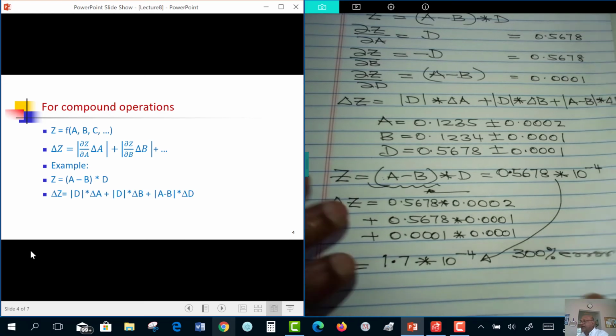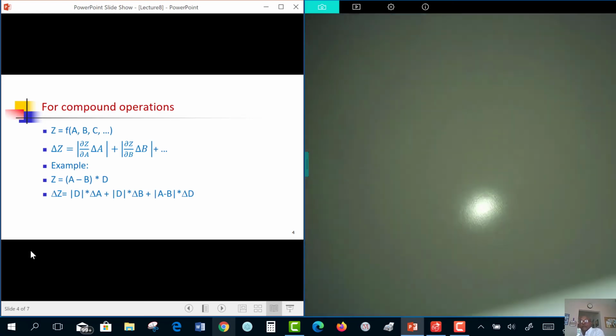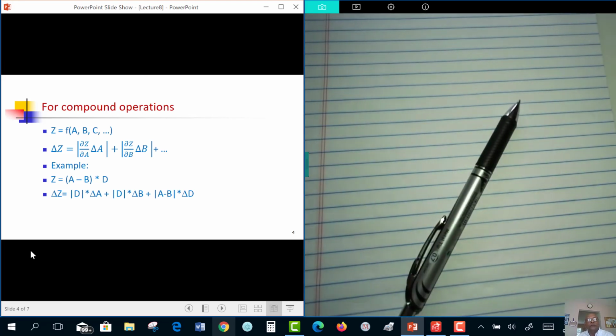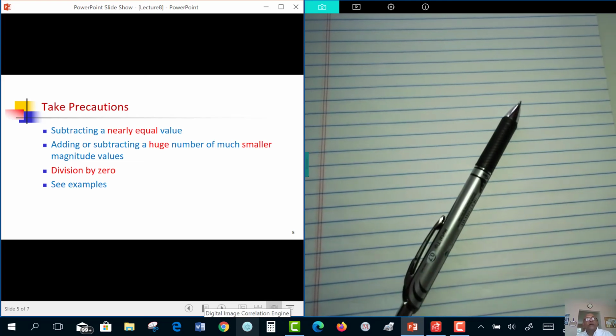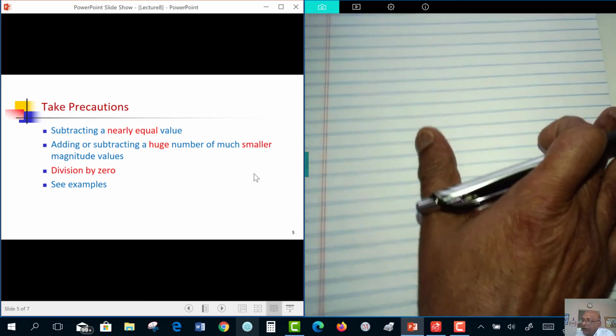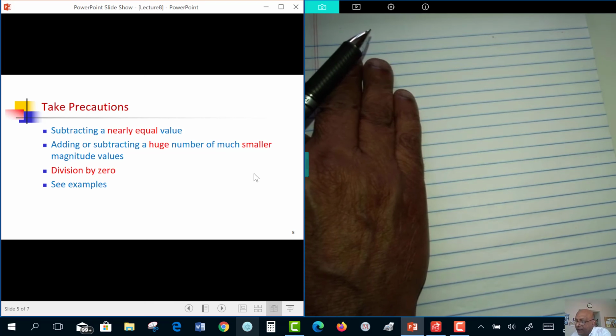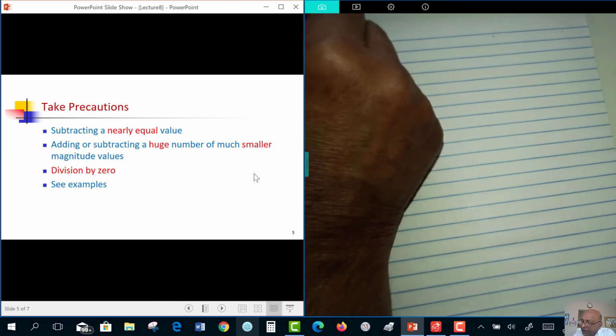And it can be anywhere in our compound operation. So again, I want to emphasize, don't subtract nearly equal values. Now, also when you're subtracting or adding a huge number of small values, think of adding negative numbers instead of calling it subtracting. So you're adding a huge range of values. Let's just simply assume they were all positive values.